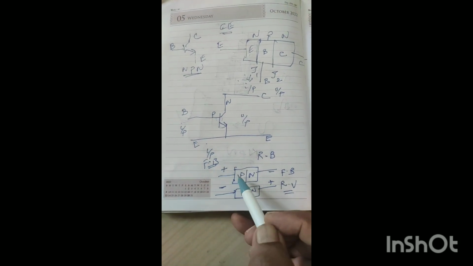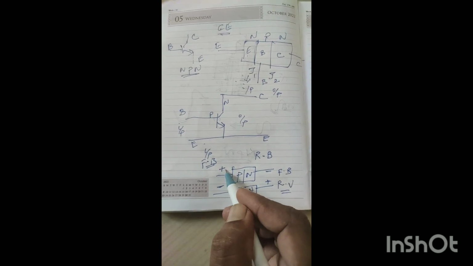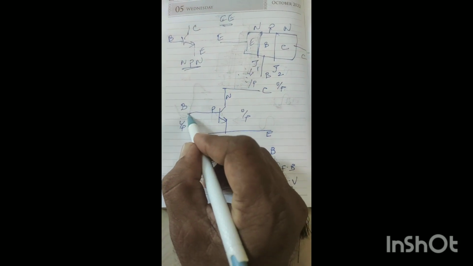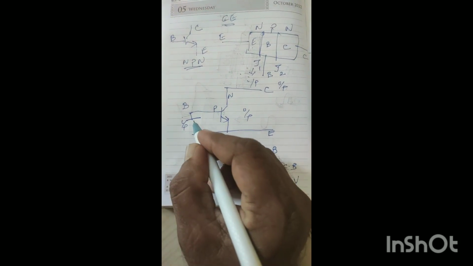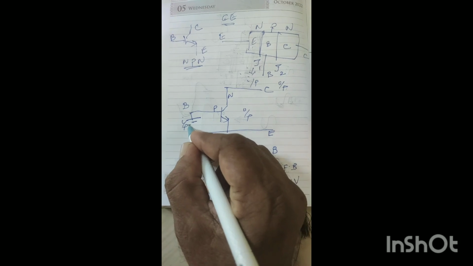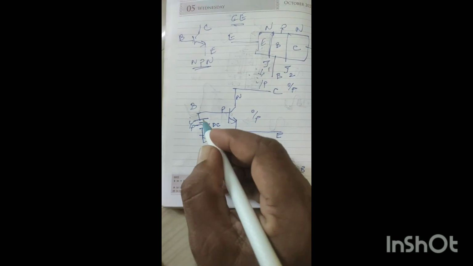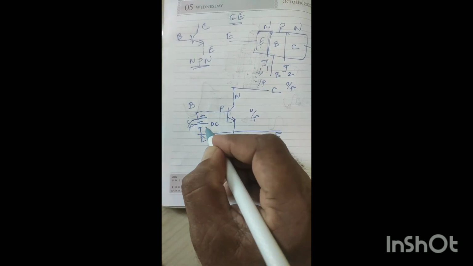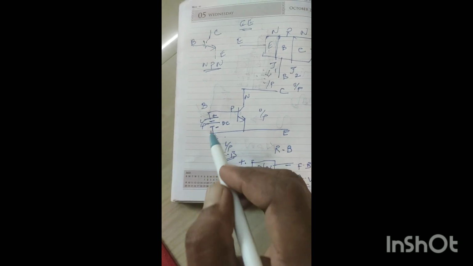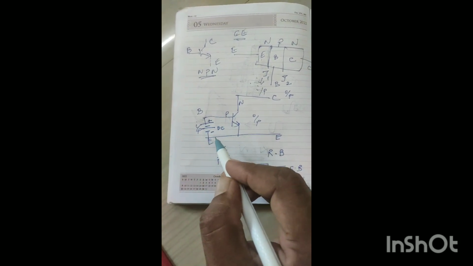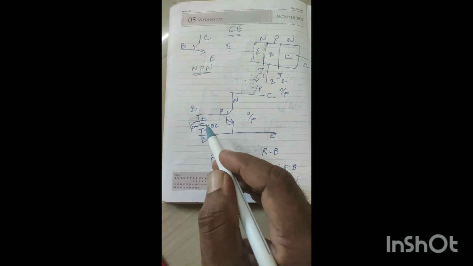The input should be forward biased, which means the P layer should get the positive voltage and the N layer should get the negative voltage. So we should arrange the DC voltage in such a way: base gets positive, emitter gets negative. Now the input J1 junction or input port is forward biased.